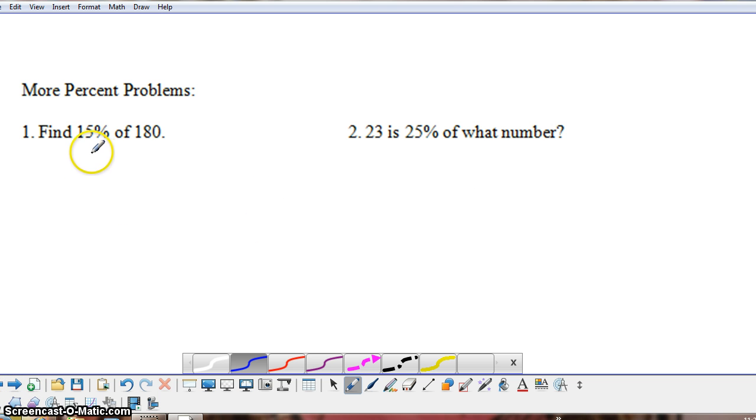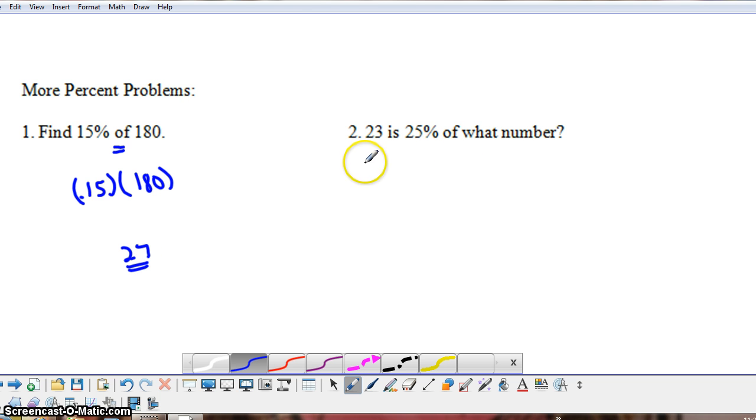Let's take a look at some other problems involving percents. Here it says to find 15% of 180. Now remember, of means to multiply, and I'm going to take 15% and rewrite this as a decimal, 0.15, and then I'm going to multiply that, since of means multiply, by 180, and when we do that, we get an answer of 27.